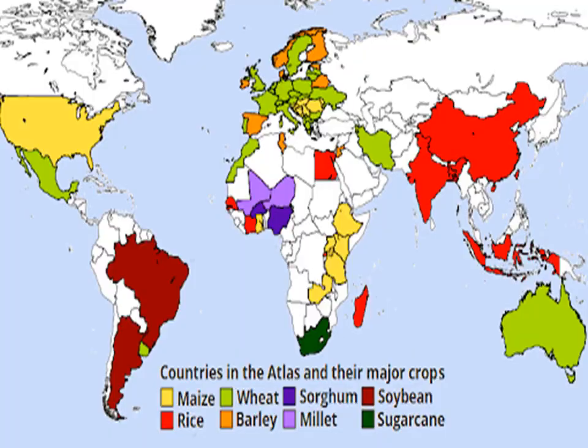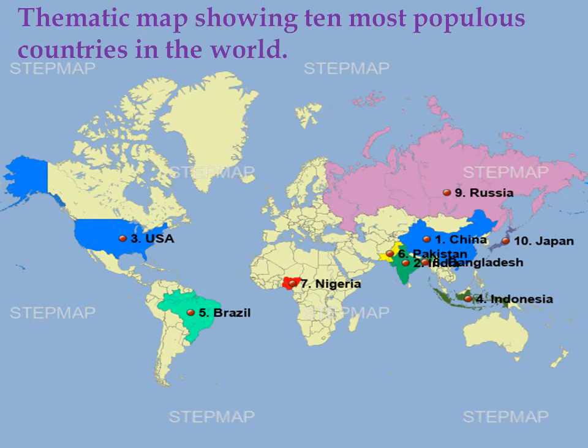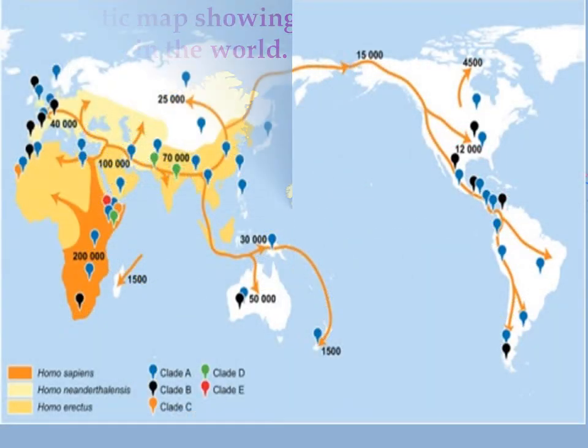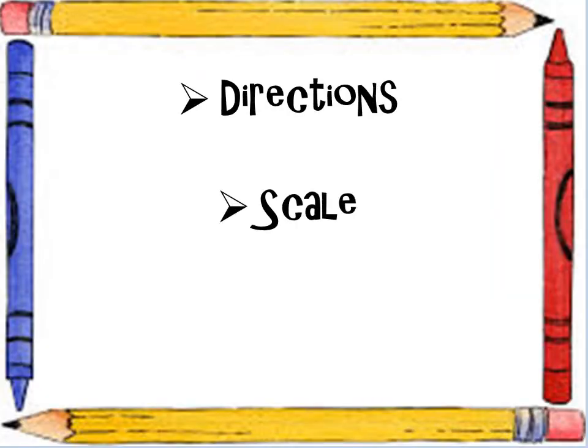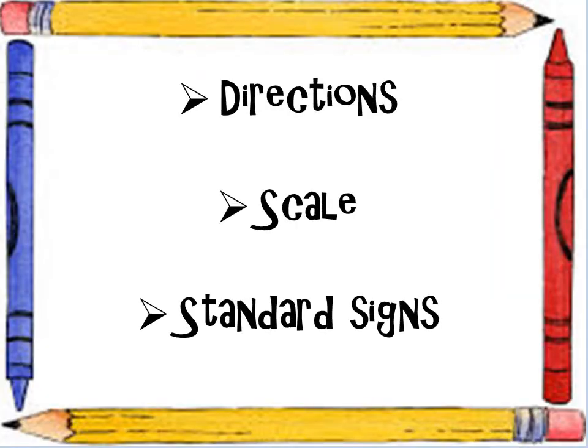Next, we have thematic maps. A thematic map is a type of map which gives information on a particular theme related to a specific geographical area. It focuses on a particular theme or topic such as crops, climate, population, land routes, etc. In short, these maps are used to get specific information about a particular location. To read a map correctly, we should know about the directions, scales, and some standard signs and symbols that are shown on maps.